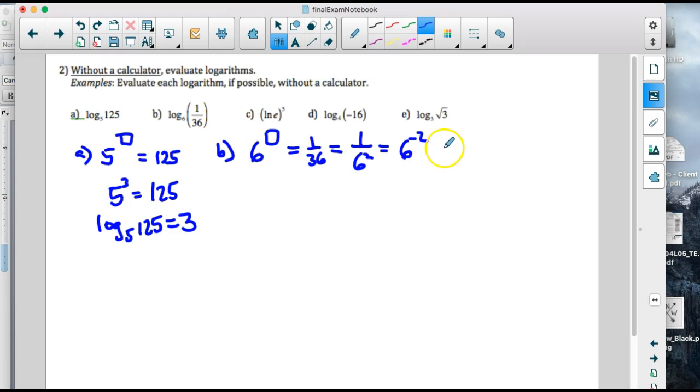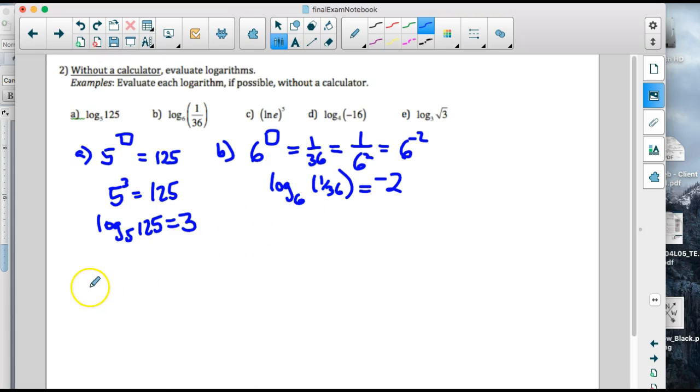So that means our answer to part B is just negative 2. So log base 6 of 1 over 36 is negative 2. If you raise 6 to the negative 2 power, you get 1 over 36.